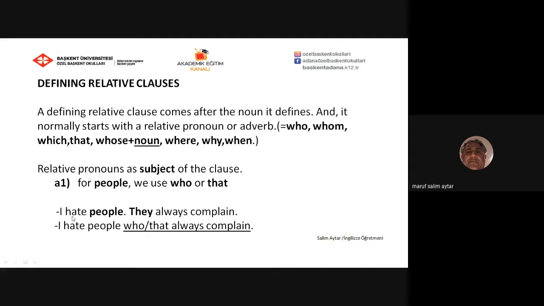For example, I hate people, they always complain. I am going to make this second sentence a relative clause, okay? So I start with the main clause, I hate people, and then I'm going to define people with this relative clause. Watch out that instead of they, people here, which mean the same, I use either who or that, okay, as the subject of the relative clause. I hate people who always complain. I hate people that always complain.